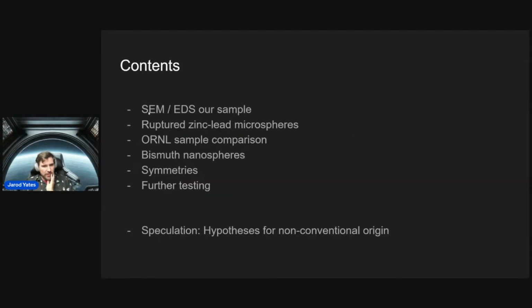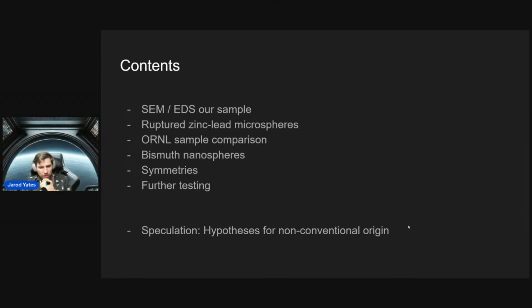All right, so we've gone over the SEM and EDS. We've talked about the ruptured zinc-lead microspheres, as well as their strange orientations. We've compared it against the Oak Ridge National Lab sample. And within that comparison, we've looked at how those nanospheres of bismuth might be very important. The arrangement, or the discontinuity of their distribution, might be really important. We've talked about what we're currently testing, what we're looking forward to testing. And I gave you some of the most wild speculation possible on how this thing might still not be as conventional as we think, right?